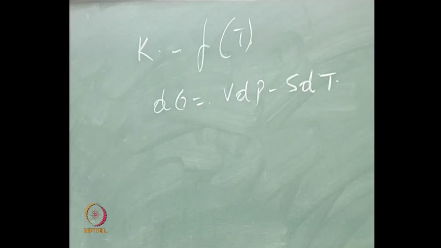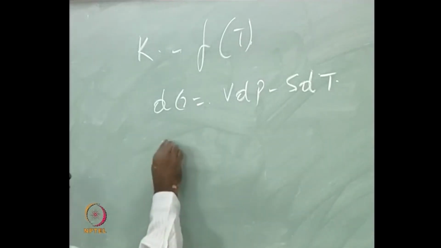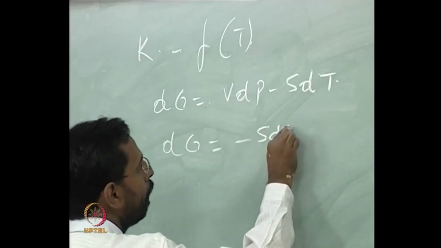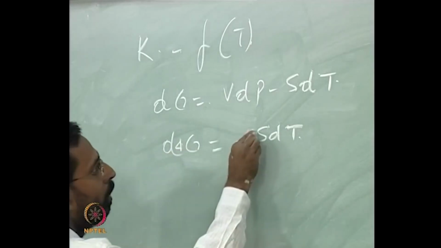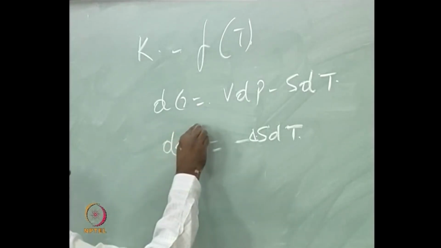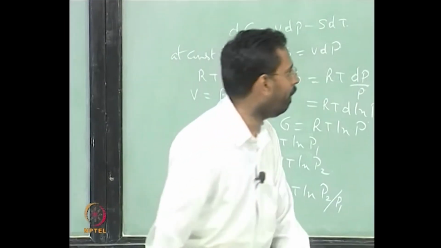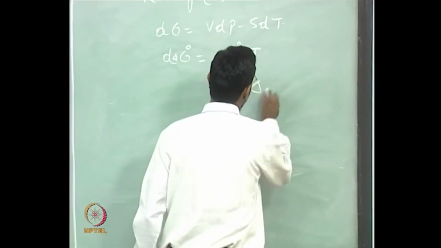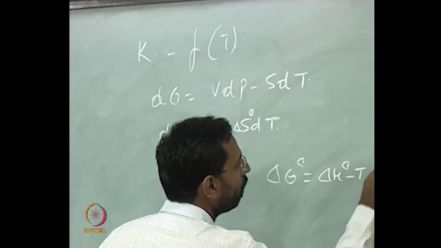The whole reaction is happening at atmospheric pressure, then obviously dP becomes 0, pressure is constant. So, I can write dG is equal to minus S dT, and I can write d of delta G is equal to minus delta S into dT, and for a standard thing I can write it as d delta G naught is equal to minus delta S naught into dT, and we can always write the delta G naught as delta H naught minus T into delta S naught.